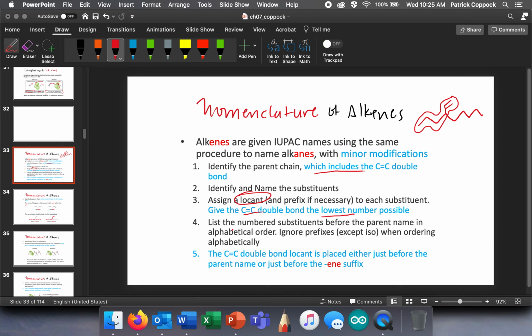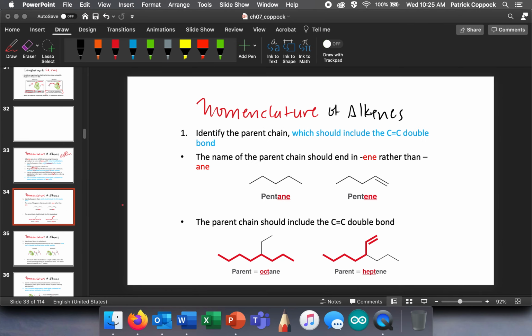We'll do an example in just a minute. And we use the numbered substituents before the parent name in alphabetical order. We ignore prefixes except iso. We ignore the prefixes in parent names; dimethyl starts with an M, for example. And then the carbon-carbon double bond locant is placed either before the parent name or just before the -ene suffix, and we'll look at an example of that.